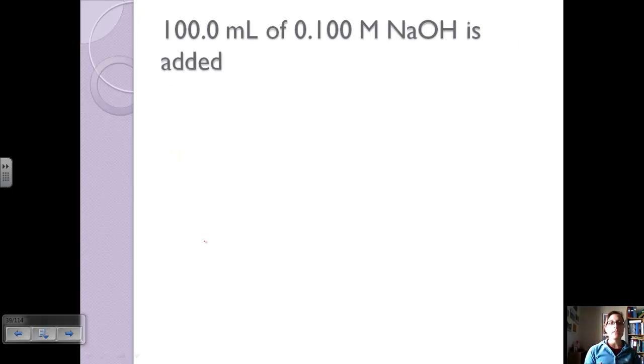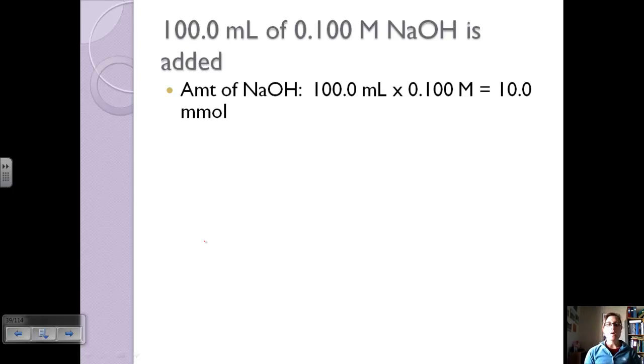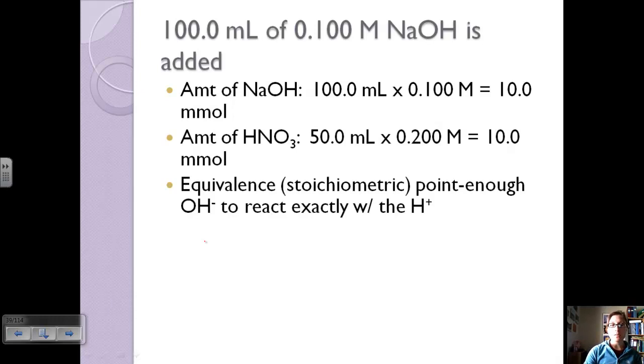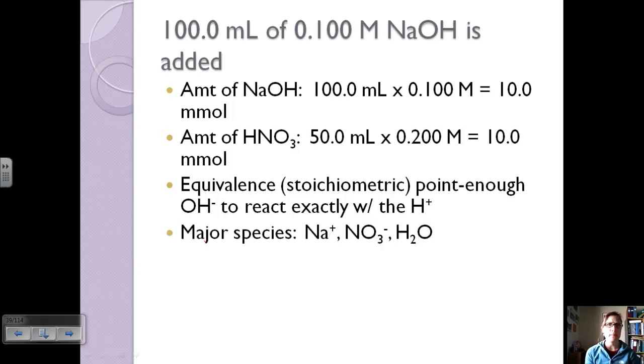Okay, so now we're getting to a point where we're adding 100 milliliters. So our amount of NaOH is 10 millimoles because we take our volume times our molarity. Well, this is identical to the amount of nitric acid that we're starting with. And so this is what's called the equivalence or the stoichiometric point. Remember, stoichiometric point is where you have exactly enough of both where they'll react. You have nothing left over, no limiting reactant, nothing like that. Or maybe they're both limiting.